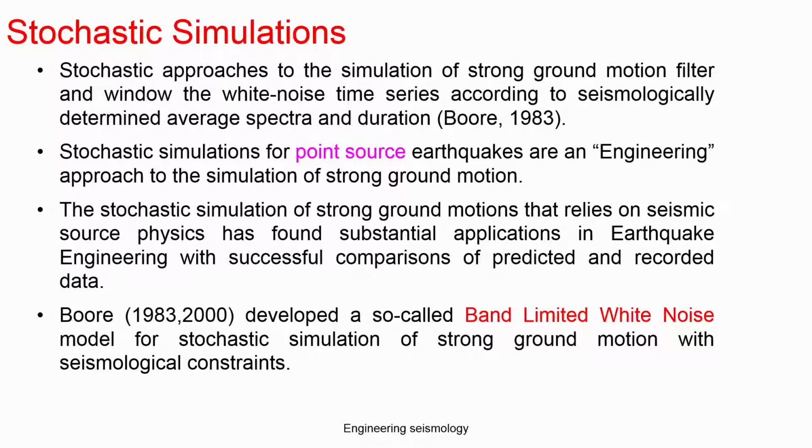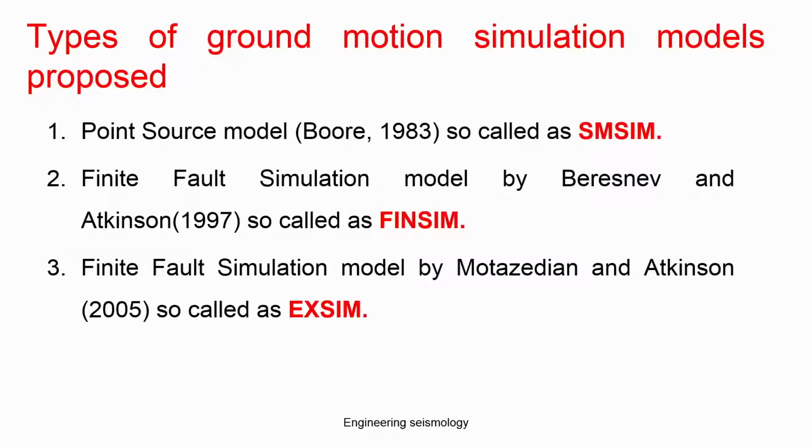So, Boore updated his model again in 2000, developing the so-called band-limited white noise model for stochastic simulation of the ground motion, with a seismological constraint. Okay. So, there are three types of ground motion simulation models available in these simplified models. One is the point source model, which was the origin for the other two models. It was developed in 1983 by Boore, and is called SMSIM. Okay, SMSIM model.